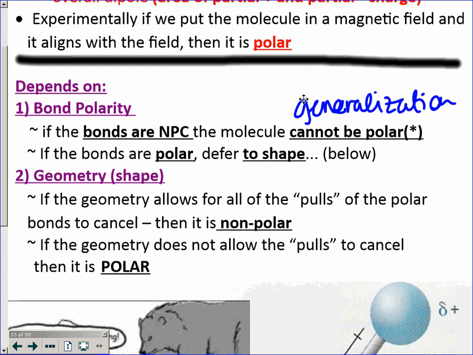Now I'm going to keep my shape here as linear. What if I have a polar covalent bond and a polar covalent bond? Let's say I had A, B, A bonded to each other in a linear situation. And B to A was super polar. B to A is also polar over here, but how's the arrow pointing this way?